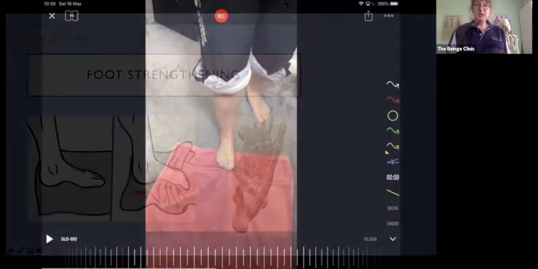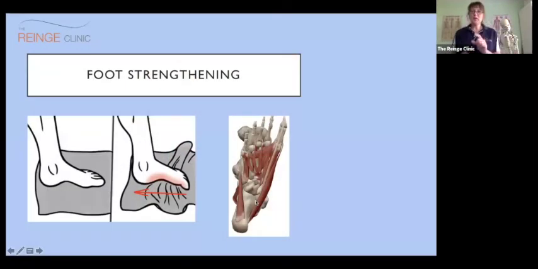And you will get that arch back. We see it every day in the clinic. It might take a month or two, but it will come back. And then you will feel much happier in your running. Let me just stop that share. So that is one really easy way to strengthen those feet.